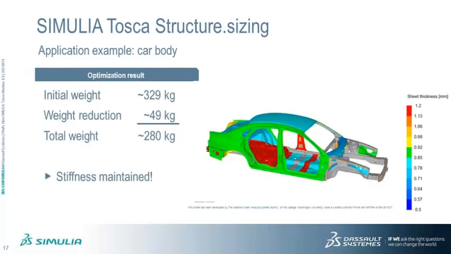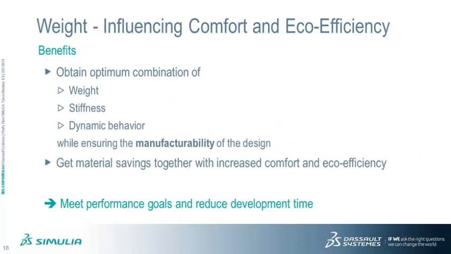And again, the summary: we have saved 50 kilos on this structure and maintained the stiffness automatically. So your benefits using the Tosca Structure sizing for shell structures is that you can obtain the optimum combination of weight, stiffness, and dynamic behavior, ensuring also manufacturability, and get material savings while having the increased comfort and eco-efficiency. This product, we believe, will help you to meet the performance goals and reduce your development time.